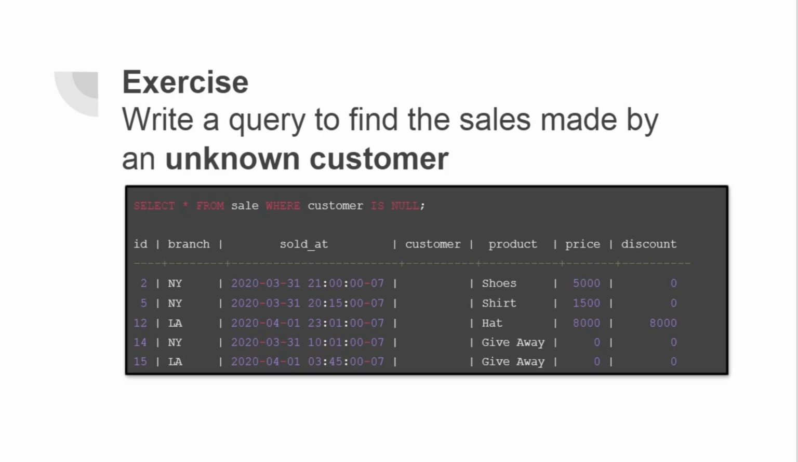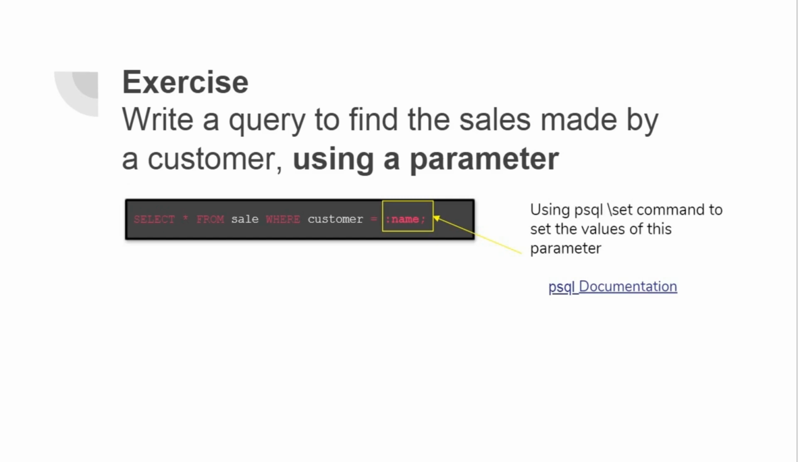If you want to compare a field with null, you need to use is, right? Because if you try to use customer equals null, you will get nothing. So this is kind of tricky, and let's see why.